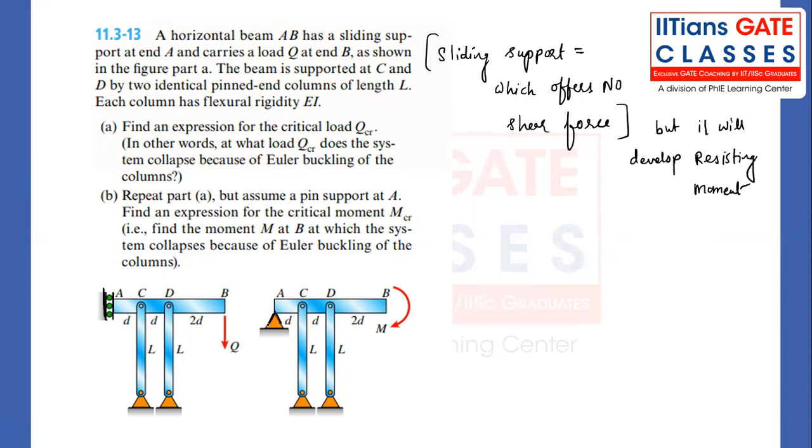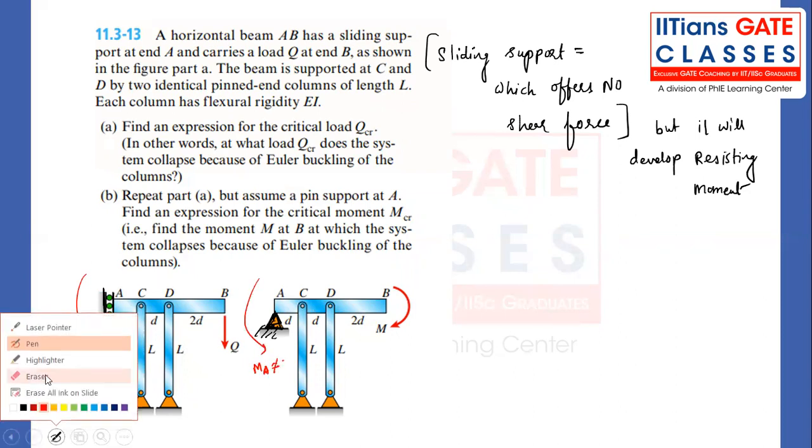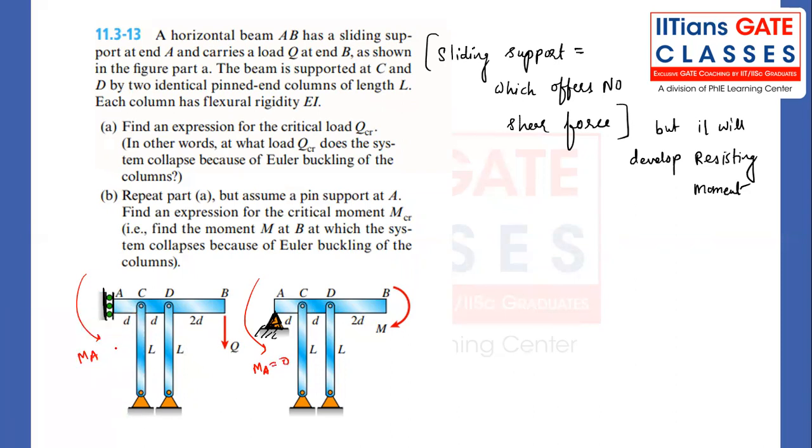Like in this case, my dear friend, here we have the hinge support. In a hinge support the moment will be zero. But here in this case, the moment will not be zero. Here we have the moment. Here the moment at a point will not be equal to zero.